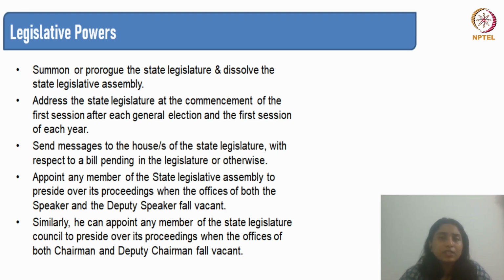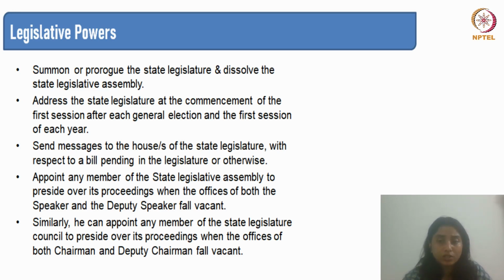So dissolution of the state assembly could be because of multiple reasons. It could be unconstitutional way of functioning of the state assembly. It could be emergency. It could be war. So there could be various reasons. Both of these powers, the power to summon, prorogue and dissolve the state assembly, are provided under Article 174 of the Constitution.